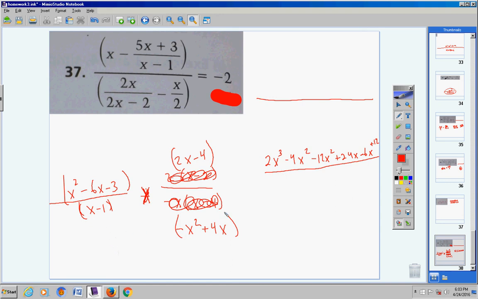X times negative x, that's negative x cubed. X times 4x, positive 4x squared. Negative times a negative is a positive x squared. Negative times a positive, negative 4x. Okay, so let's simplify and see what we got here.